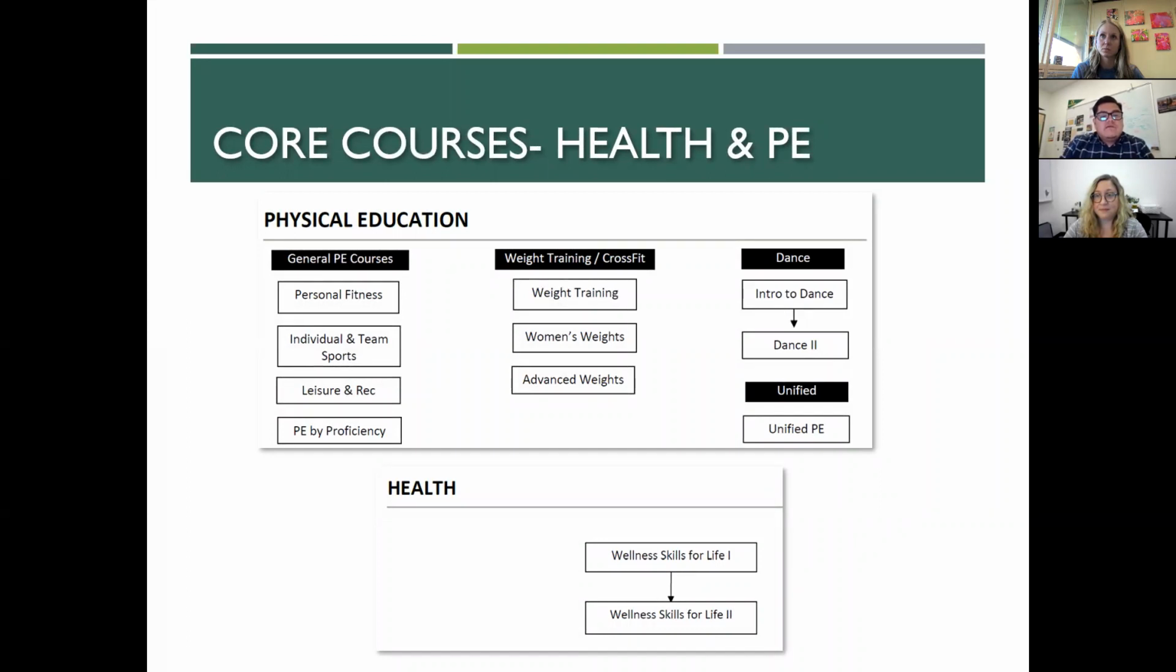You'll need 1 credit of health and PE. Wellness 1 is taken during your freshman year, and Wellness 2 is typically taken during your sophomore or junior year. There are many PE options ranging from team sports, leisure and recreation, weight training, which includes CrossFit, Unified PE, and dance.